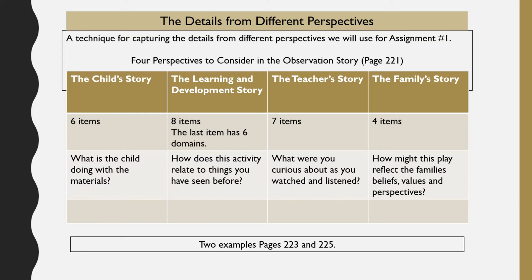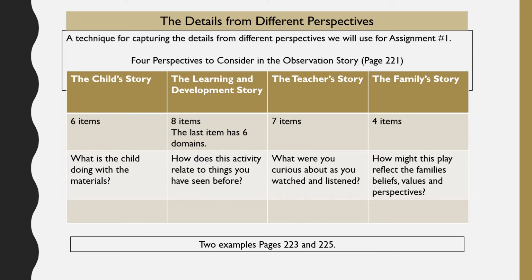And so in your book on page 221, they have a technique for capturing the details from different perspectives in regards to our observations. And we're going to use this technique for our assignment number 1. And so it's called 4 Perspectives to Consider in the Observation Story. And so we have 4 columns in this table. There's the child's story, and there are 6 items in this column. And the first one is, what is the child doing with the materials?